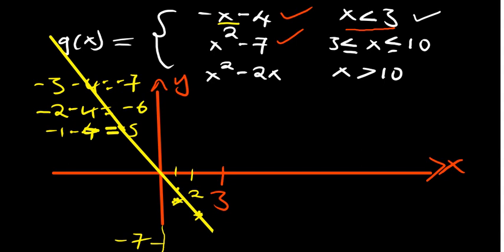So the second equation is now defining from point 3 up to 10. So we can look at 3. What is it going to give us? If you plug in 3 in that equation, 3 squared is going to be 9. 9 minus 7 is going to be a 2. So somewhere there. Somewhere there.